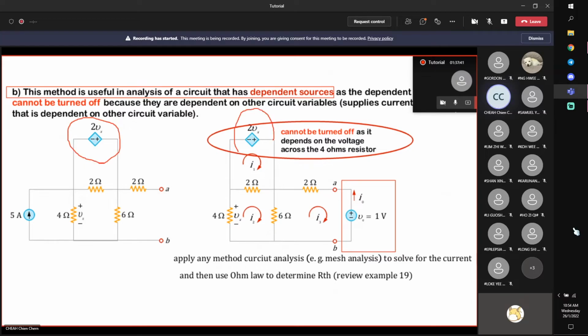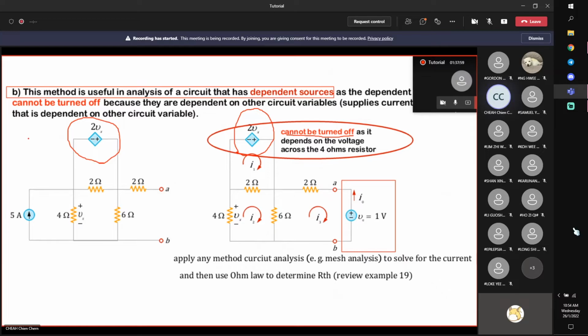Now you cannot remove the dependent source because why? There is resistance in it, right? It's a component. If you remove it, you're removing its effect. That means removing its resistance totally, and your circuit will change.